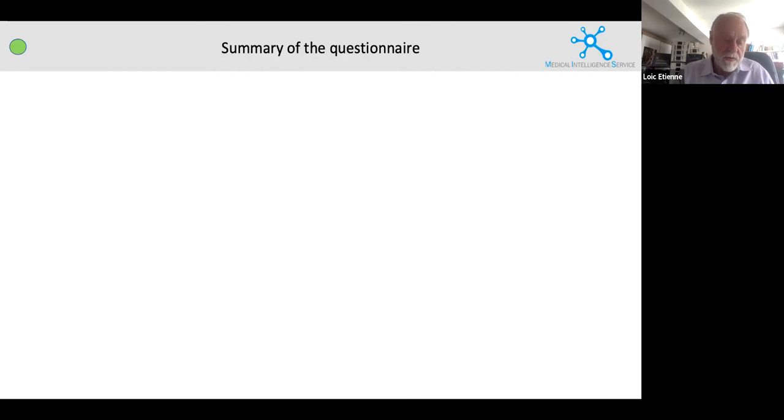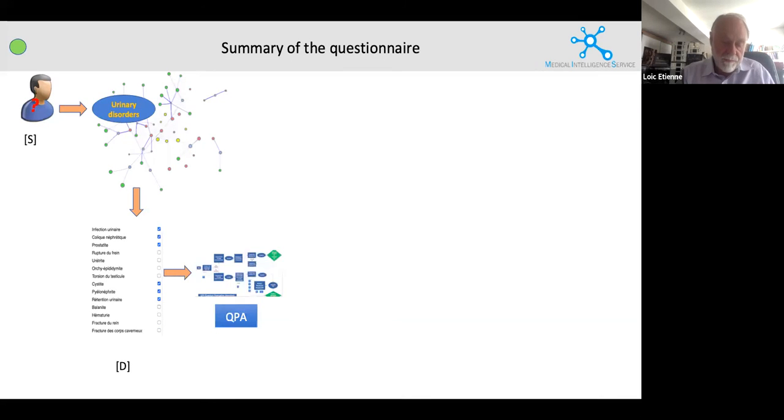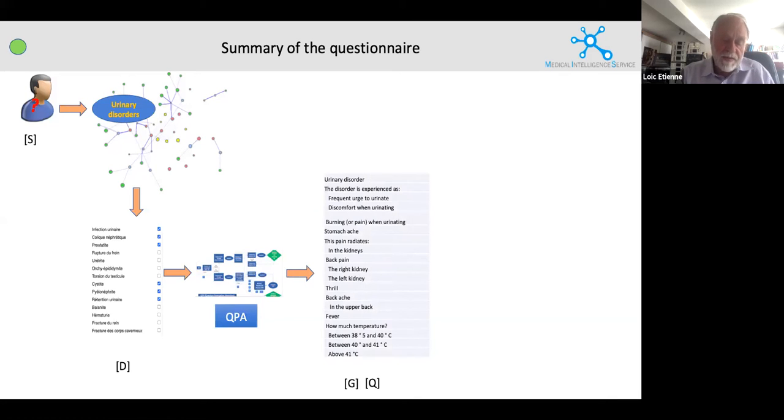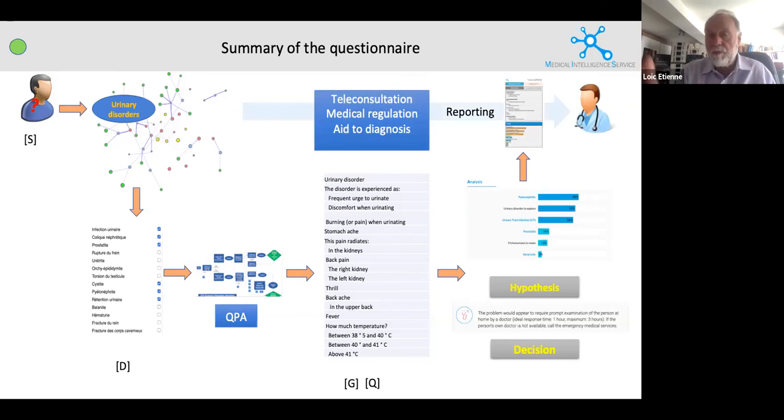What happened during this investigation? The patient chose his main symptom, it was urinary disorder, okay? MedVir searches the possible diagnoses which are connected with urinary disorder. And thanks to the question prioritization algorithm, it asked the most important question. It gives, with the answer of the patient, the most probable hypothesis and the decision which is the most adapted. It gives its report, which can be sent to a real doctor for example, for teleconsultation or medical regulation or aid to diagnosis.